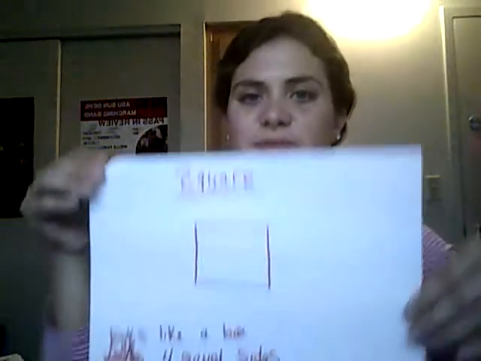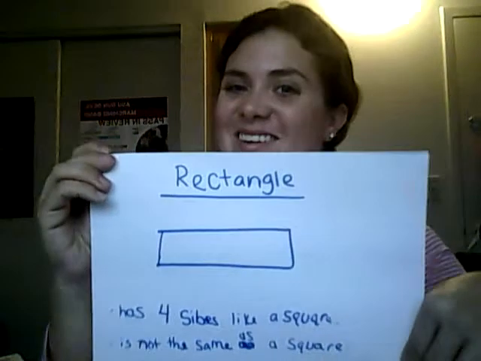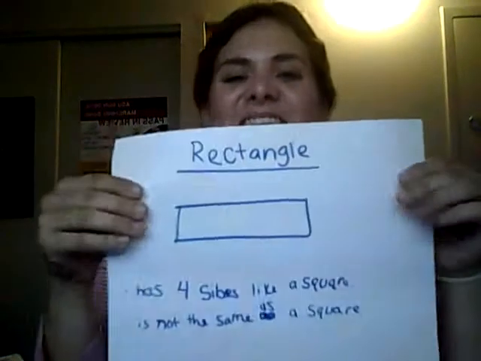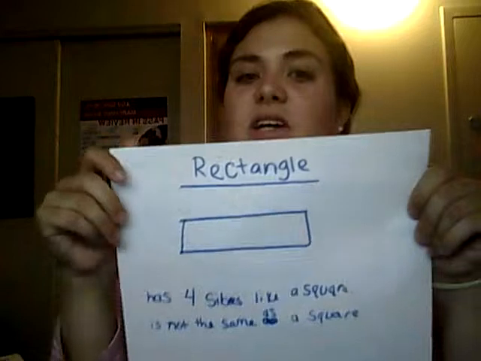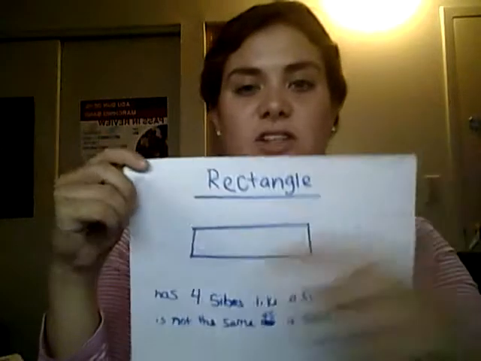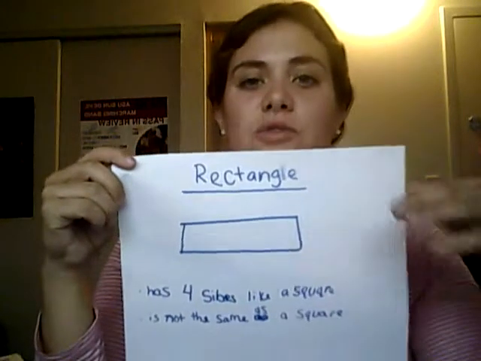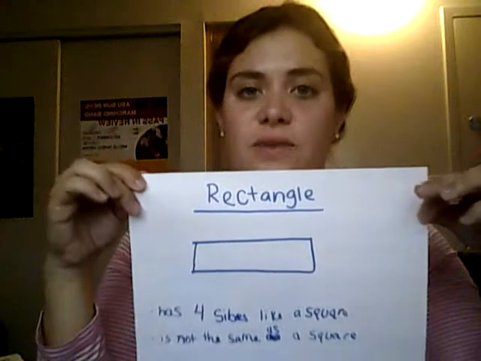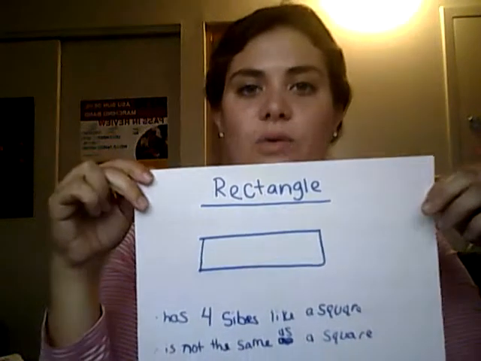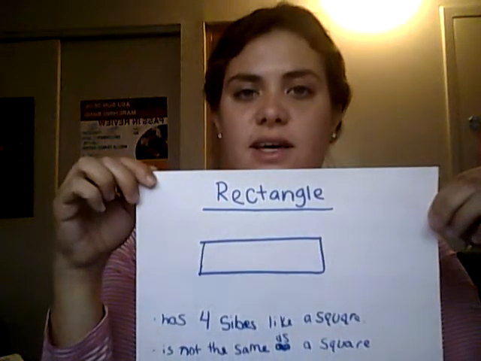Alright, then next we have a rectangle. Now with a rectangle, it kind of looks like a square, but it's longer. So right under your square, you can write rectangle, which is RECTANGLE.